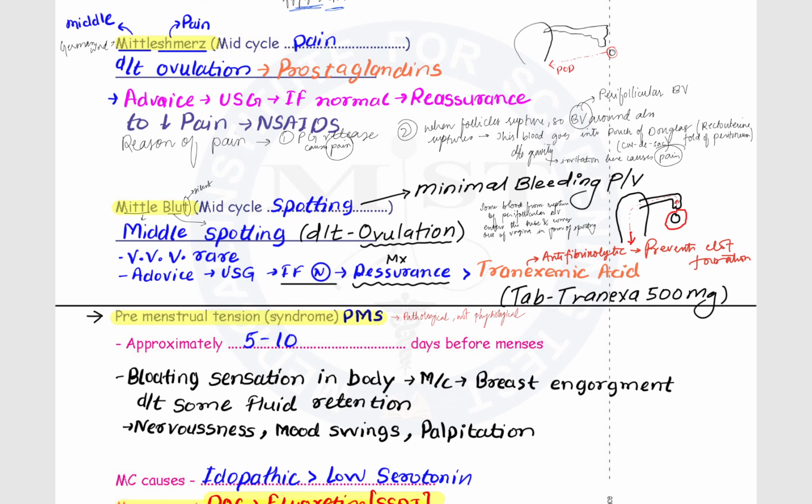There will be nervousness, there will be mood swings, there will be palpitations. If all of these are occurring to you, just remember that this is pathological and we should go and seek a doctor's help, because the breast engorgement and all of that is not a physiological condition, and it occurs 5 to 10 days before menses. Many of the females experience this premenstrual syndrome.